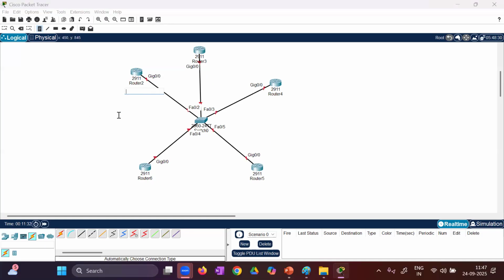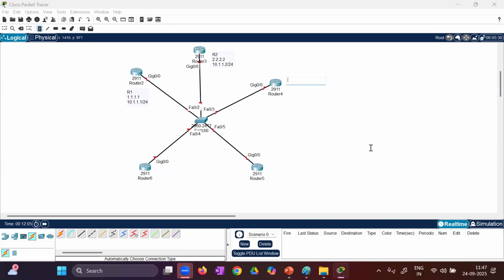Consider that this one is router 1. Router ID is 1.1.1.1, and the IP we will configure on the interface is 10.1.1.1/24. This is router 2. We will configure one router ID here, that is 2.2.2.2. Then the IP is 10.1.1.2/24. It means all the routers are part of the same network, a common subnet, correct?